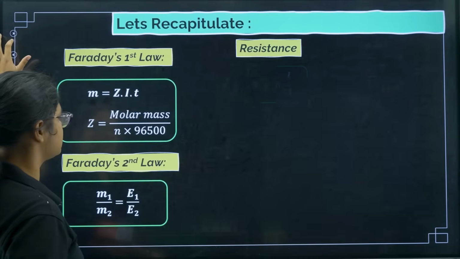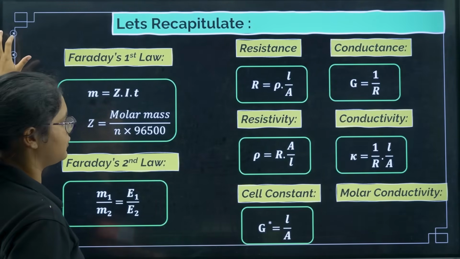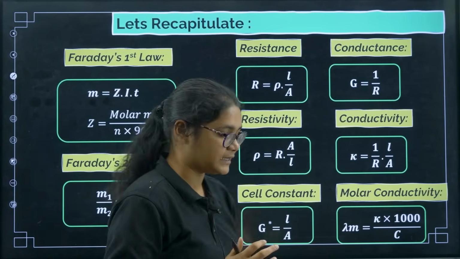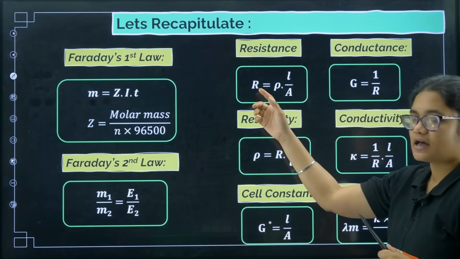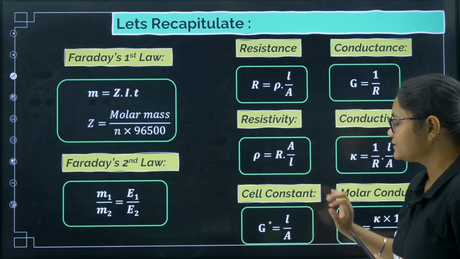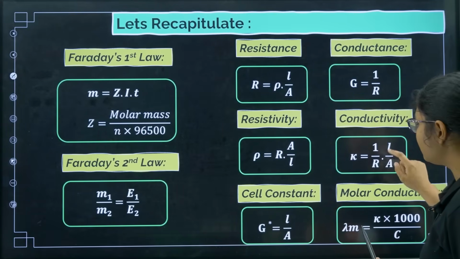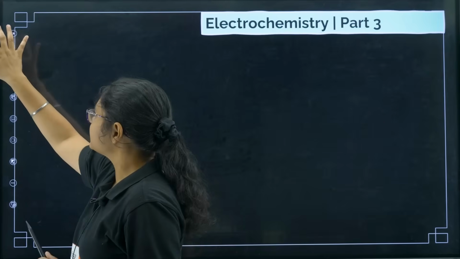Next, let us quickly see all the formulas, so that all of you have remembered whatever we discussed. Faraday's first law, M is equal to ZIT. Second law, M1 by M2 is equal to E1 by E2. Resistance R is equal to rho into L by A. Resistivity rho is R A by L. Cell constant G star is L by A. Conductance G is 1 by R. Conductivity is 1 by R into L by A. Molar conductivity is kappa into 1000 by C.